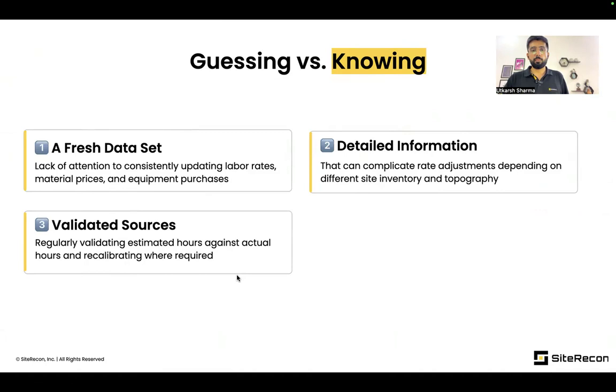Now, once you have that detail, we want to make sure this is validated. How do you do the validation? By looking at the actual hours spent on performing those jobs. We're going to do the estimates using this detail, and then we're going to look at the actual hours spent doing those jobs, and we're going to compare the two. And we're going to find what the difference is, and the difference tells us where the production rates need to be calibrated.